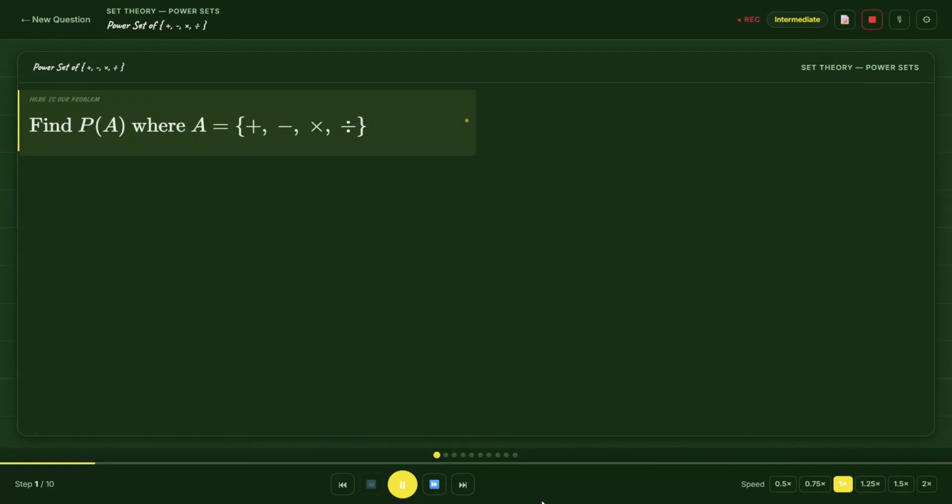Hello there. Look at this fun set. It has 4 math symbols inside it. Plus, minus, times, and divide. We need to find all the little groups we can make from these symbols. That big collection of all groups is called the power set.